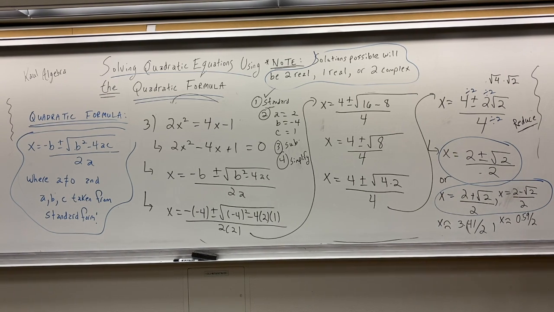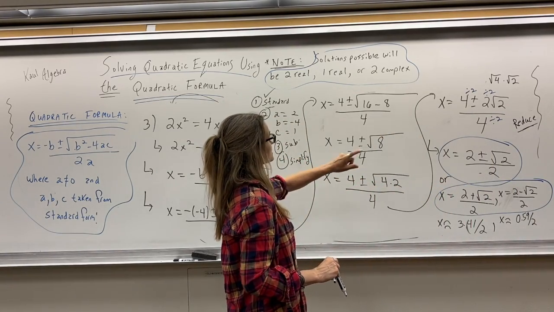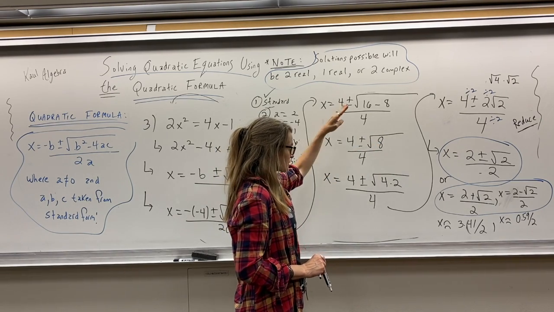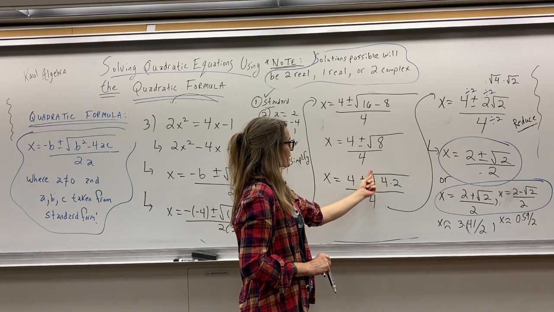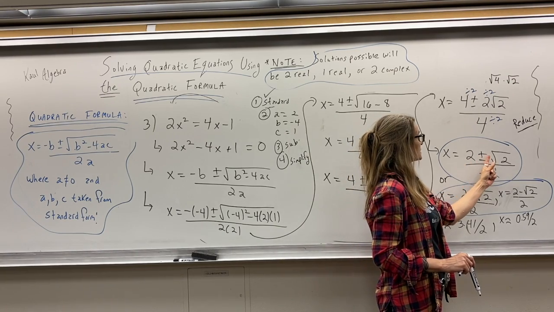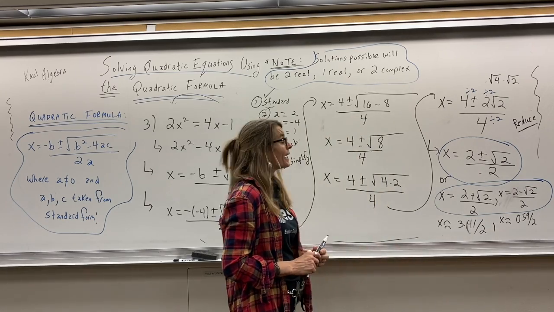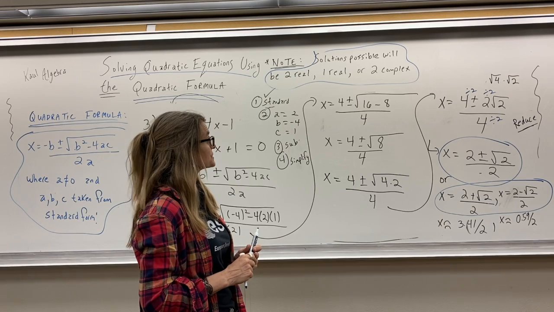So one more note before I leave off on this example. What you want to think about is what happens if you're left with a negative 8 underneath there? Well, you reduce it the same way. The only difference is the negative will be an i, and you'd have an i value here. You'd have 2 plus or minus i square root of 2, over 2. You just write it in complex form, and that would mean that you'd have 2 complex or non-real solutions instead of real.